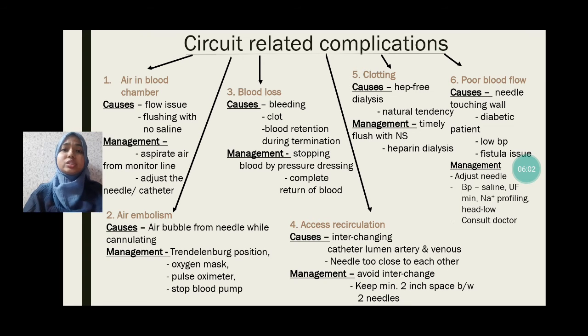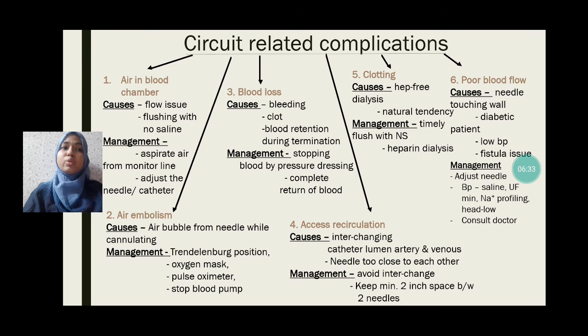If a patient is having a heart ailment, or a patient is on certain medications such as those used as a blood thinner, or a patient may be just operated. Okay, so then heparin free dialysis is administered. So timely flushing should be given, and if a patient's body has a natural tendency of clotting blood, heparin free dialysis is given.